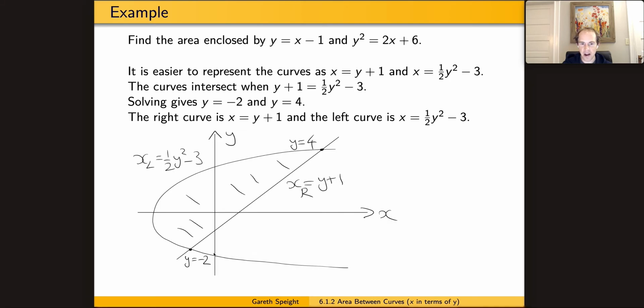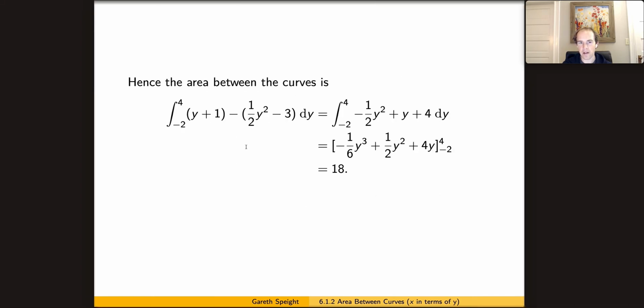Okay, so here's our nice area. It starts with y equals -2, and we're integrating up to y equals 4. We integrate the right curve minus the left curve. So here we have right curve minus left curve from -2 to 4. We do our integral, we expand the parentheses. We make sure that we take care to distribute the minus sign.